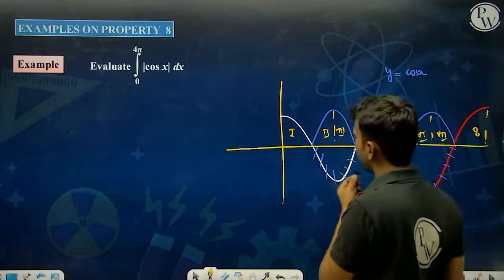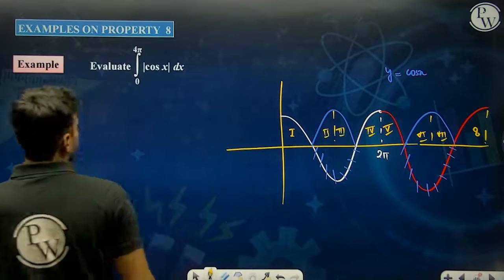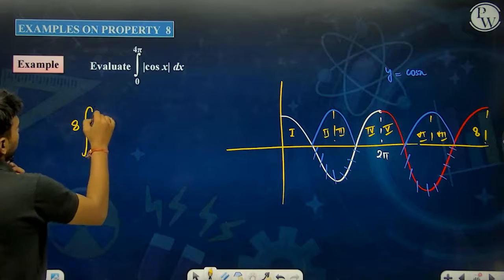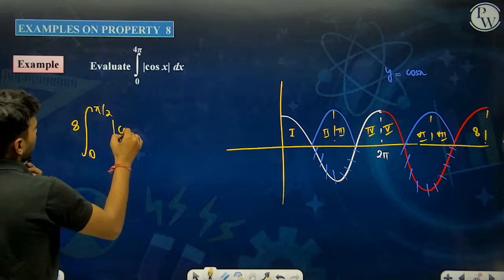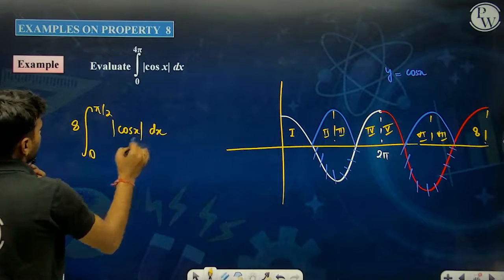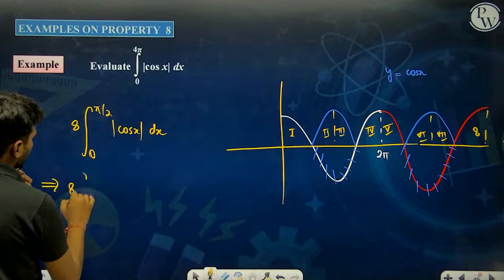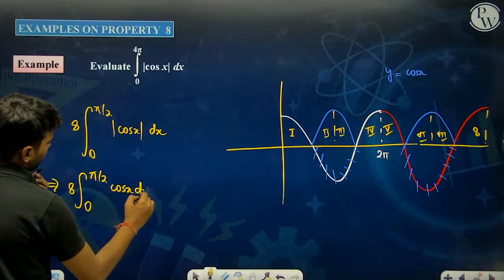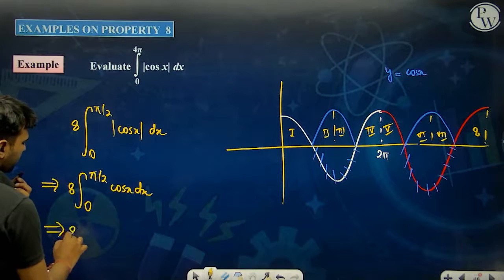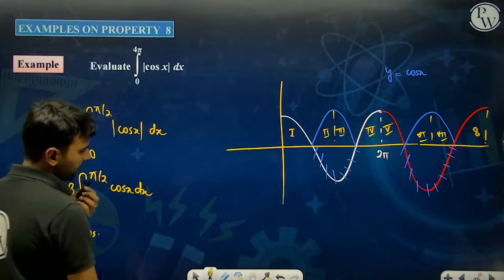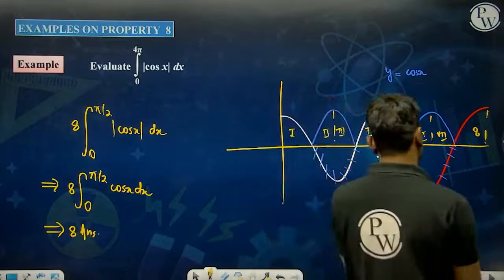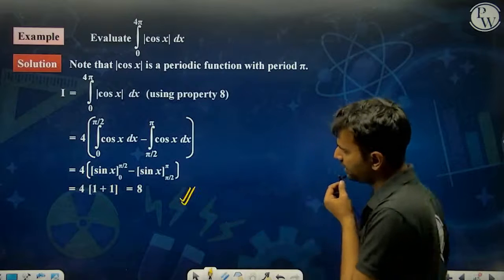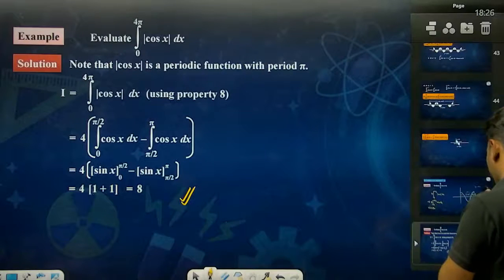So this is a periodic function, right? So 8 times of 0 to pi by 2 is going to be your answer. And in that case, mod cos x can also be written as cos x, because from 0 to pi by 2 cos x is always positive. So then your question is done. I hope you guys are fine with this. 8 is the correct answer. Yep. So you guys can see that it can be solved pretty comfortably like this.